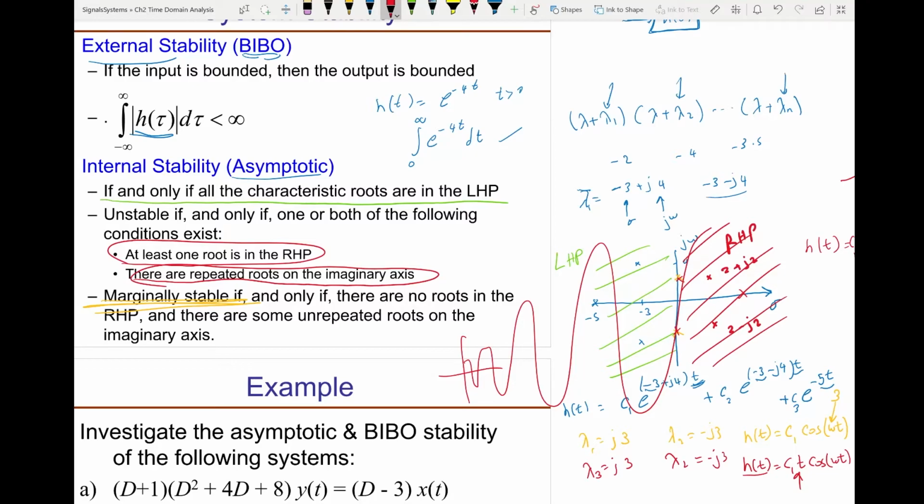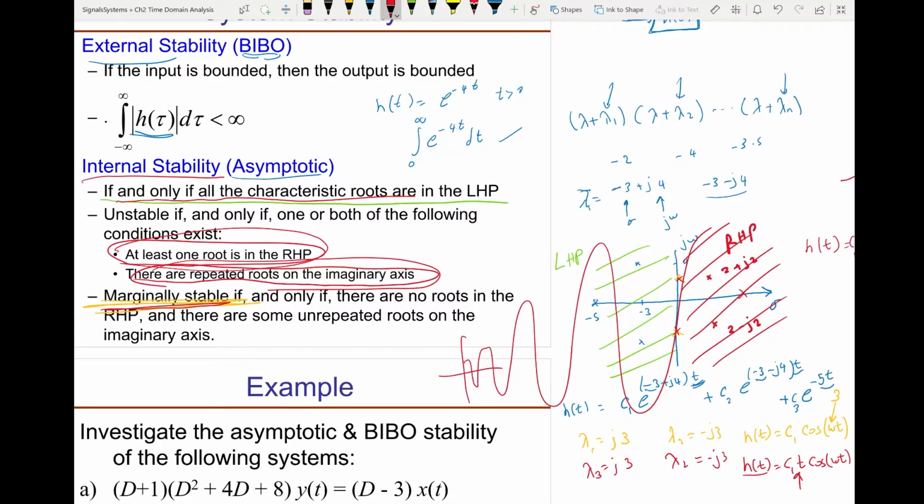So if you have the characteristic root, you can determine the internal stability. If all of them in the left-hand plane, internally stable. If you have 1 or more in the right-hand plane, unstable. If you have repeated roots on the imaginary axis, unstable. If you have just 1 root in the imaginary axis, then it's marginally stable.